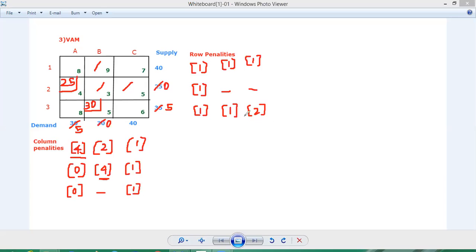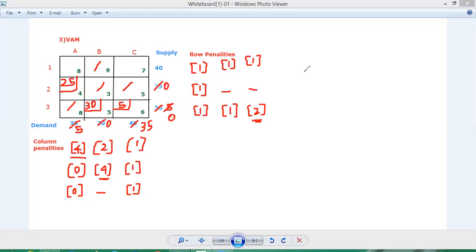Now pick up a maximum value among these row and column penalties. This 2 is the maximum value. Now this 2 belongs to this third row. We have to allocate resource in the minimum cost cell. So this is the minimum cost cell. Here this particular cell has a demand of 40 and a supply of 5, which is minimum. So 5 is minimum. This value has become 0, and here the remaining will be 35, and this has become 0. So we have to strike out this cell because we don't have anything to allocate to this cell.